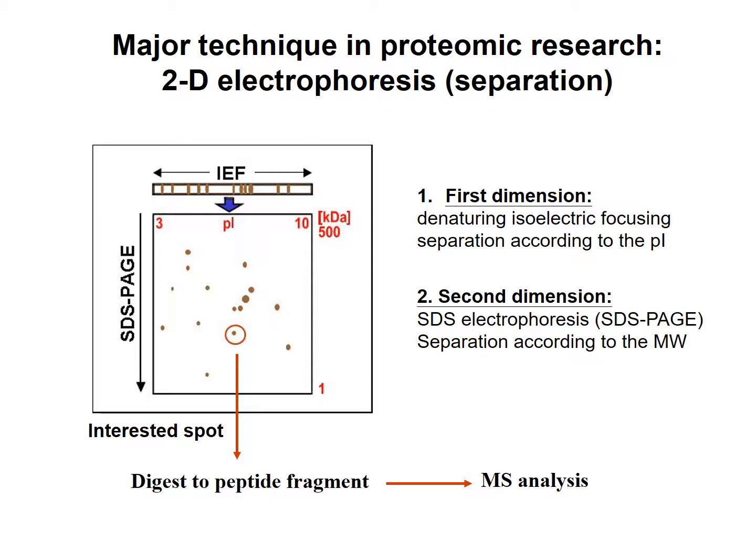So you do this kind of focusing, and then you take the strip and load it. Instead of the wells, you actually put it on top of a slab gel and apply current, and proteins then move from each band according to their size. Here's a protein, here's a protein. So that's said to be the second dimension. If you find an interesting spot, a spot is a protein.